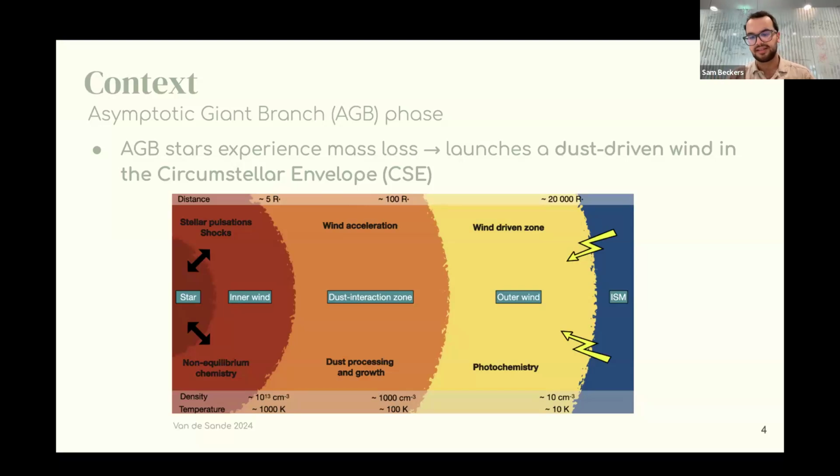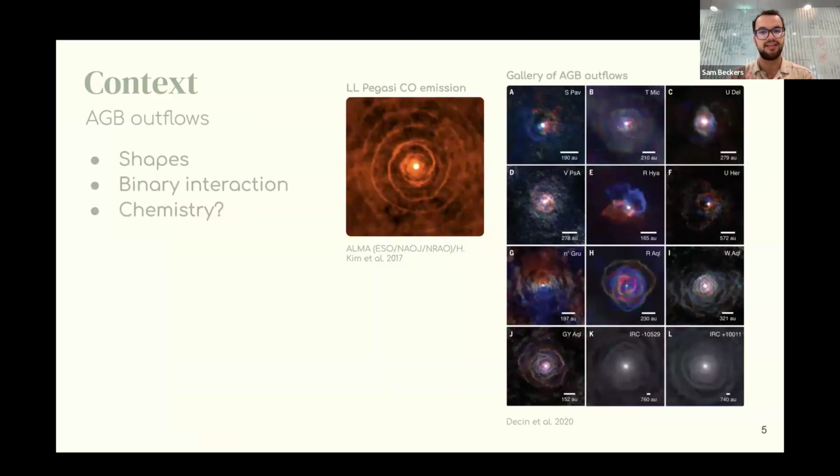And you get these nice spiral shapes and a bunch of different kinds of shapes due to these AGB outflows. As you can see in the gallery, there are a bunch of different kinds of AGB outflows, and we don't know exactly why they are shaped like this and what their differences are. We think that this might have to do with binary interaction, so a binary companion that interacts and helps with forming these spirals and the wind. But we don't know how the chemistry actually influences these outflows and the other way around. So that's what we're going to try to model.